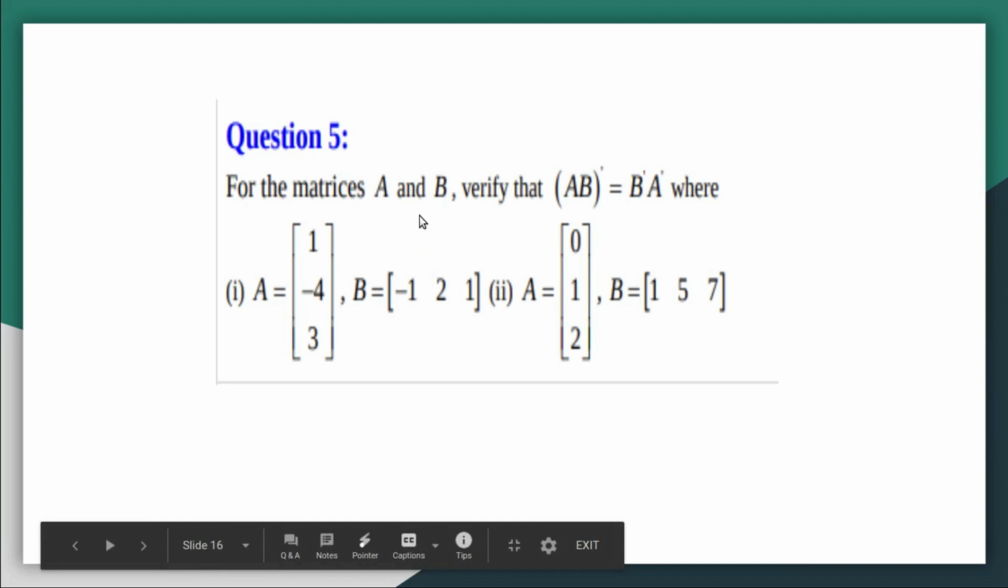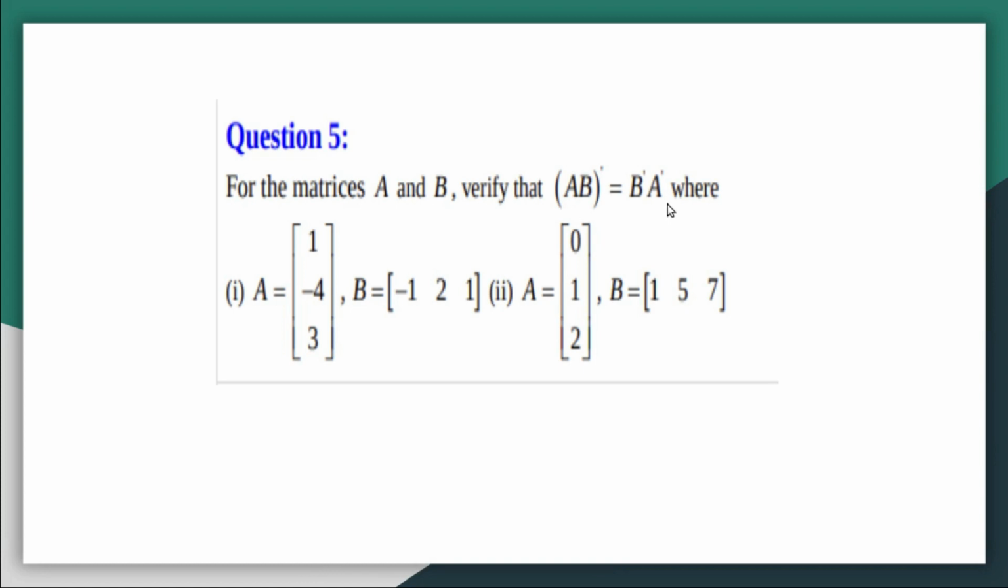For the matrices A and B, verify that (AB) transpose equal to B transpose into A transpose, where A equal to column matrix 1, minus 4, 3 and B equal to row matrix minus 1, 2, 1. And second one, A equal to matrix 0, 1, 2 and B equal to matrix 1, 5, 7.